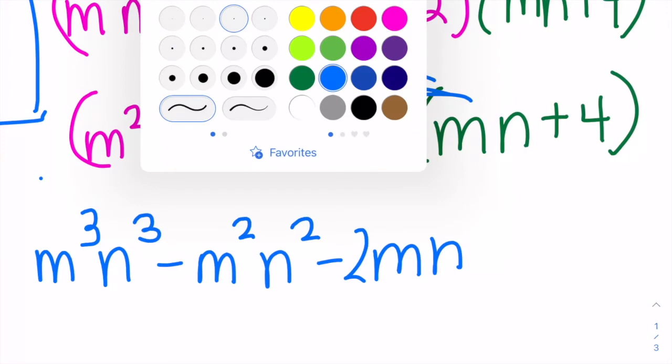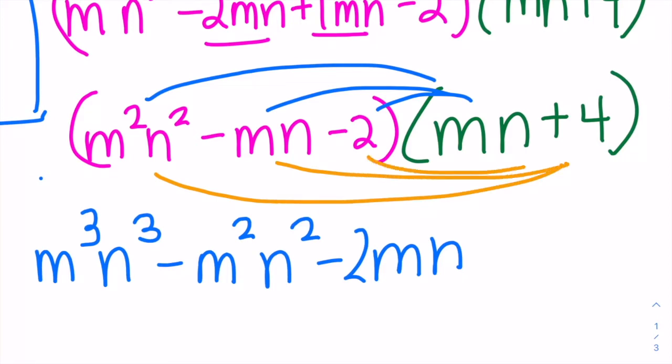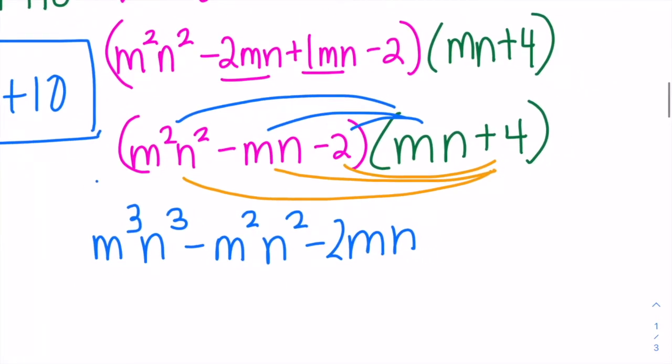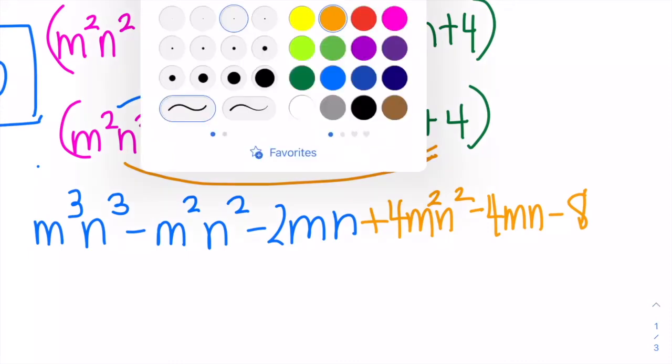Now let's look at the 4, and we're going to multiply everything in this first parenthesis by 4. So we'll have plus 4m squared n squared, minus 4mn, minus 8. And the last step is to make sure we combine like terms.